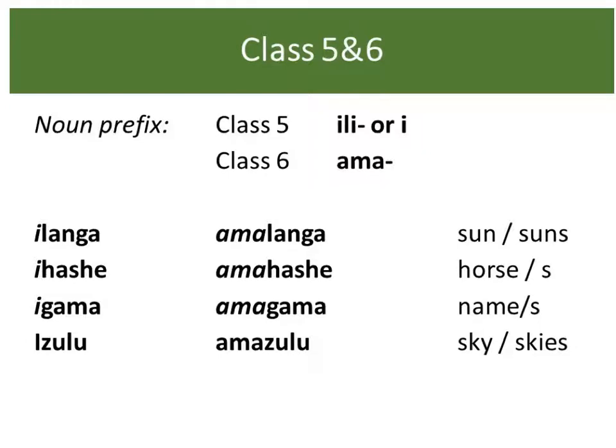So let's just look at some examples. Sun or suns, ilanga, class 5, the plural, amalanga. Horse, ihashe, is the class 5 noun, amahashe is the plural. Name, which we've come across before, igama is name, amagama would be names, and then the word for sky or skies, izulu is a sky, and amazulu, skies.